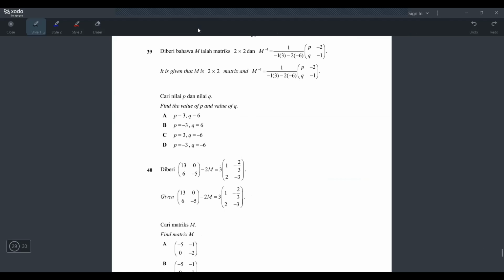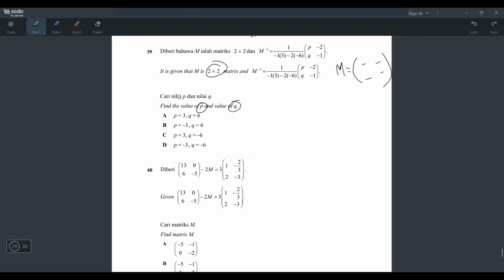Okay, number 39, let's go. It is given that M is a 2 by 2, so 2 row 2 column matrix. So let's write down M. It's a 2 row 2 column, so there's one number like this, right? But then they say that the M inverse, M negative 1, is actually 1 over negative 1 bracket 3 minus 2 bracket negative 6 and all this. Okay, why am I writing it down? I don't have to write it down. This is paper 1, right? So no need to copy. And then they say find the value of P and Q.